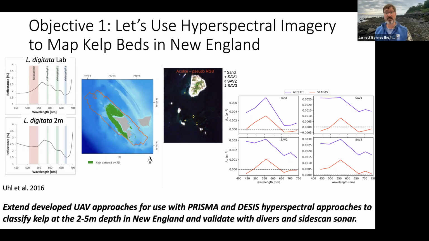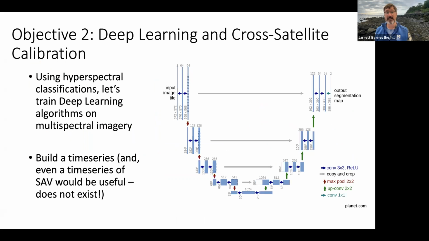Now, these satellites have launched much more recently, and so our second objective is to cross-calibrate these using deep learning against Landsat and Sentinel-2, as well as other imagery sources, in order to generate a longer time series of kelps throughout New England. If we can't get kelps per se, heck, a time series of submerged aquatic vegetation over time is going to be incredibly useful to understand this rapidly changing place on Earth.